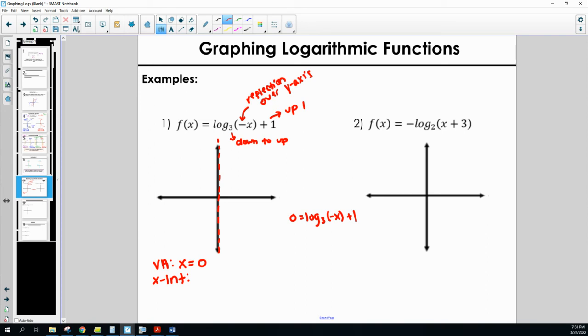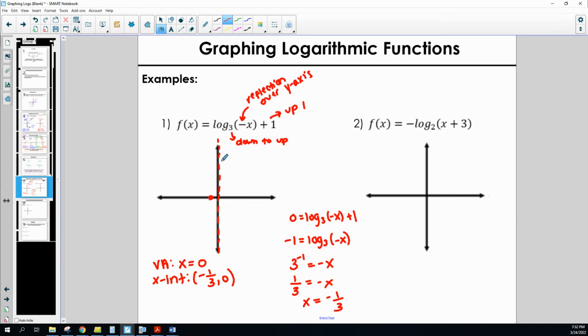So before I can change forms and make this an exponential, I need to isolate the log. So I need to subtract 1. So negative 1 equals log base 3 of negative x. I can now change forms. So this is 3 to the negative 1 equals negative x. 3 to the negative 1 would be 1/3, and that's equal to negative x. So that means x equals negative 1/3. So my x-intercept is negative 1/3, comma 0. And negative 1/3 is going to be to the left of the vertical asymptote. So I'm just going to draw a dot here for that.